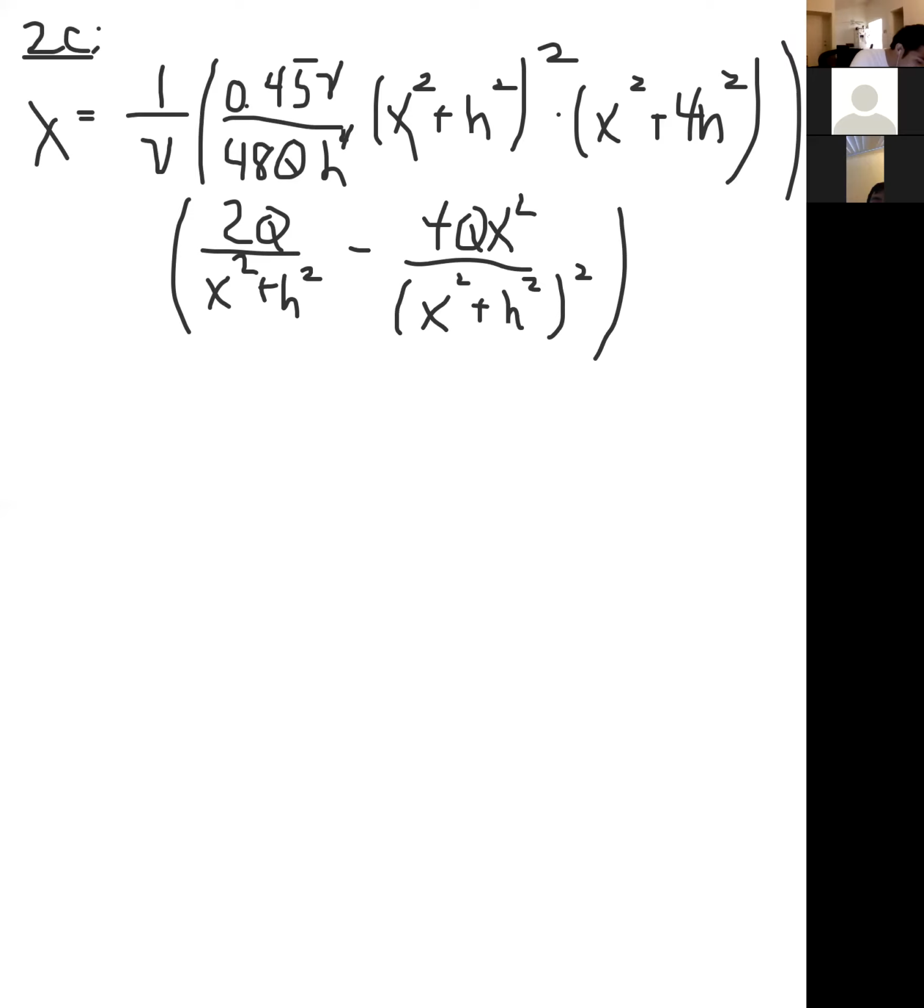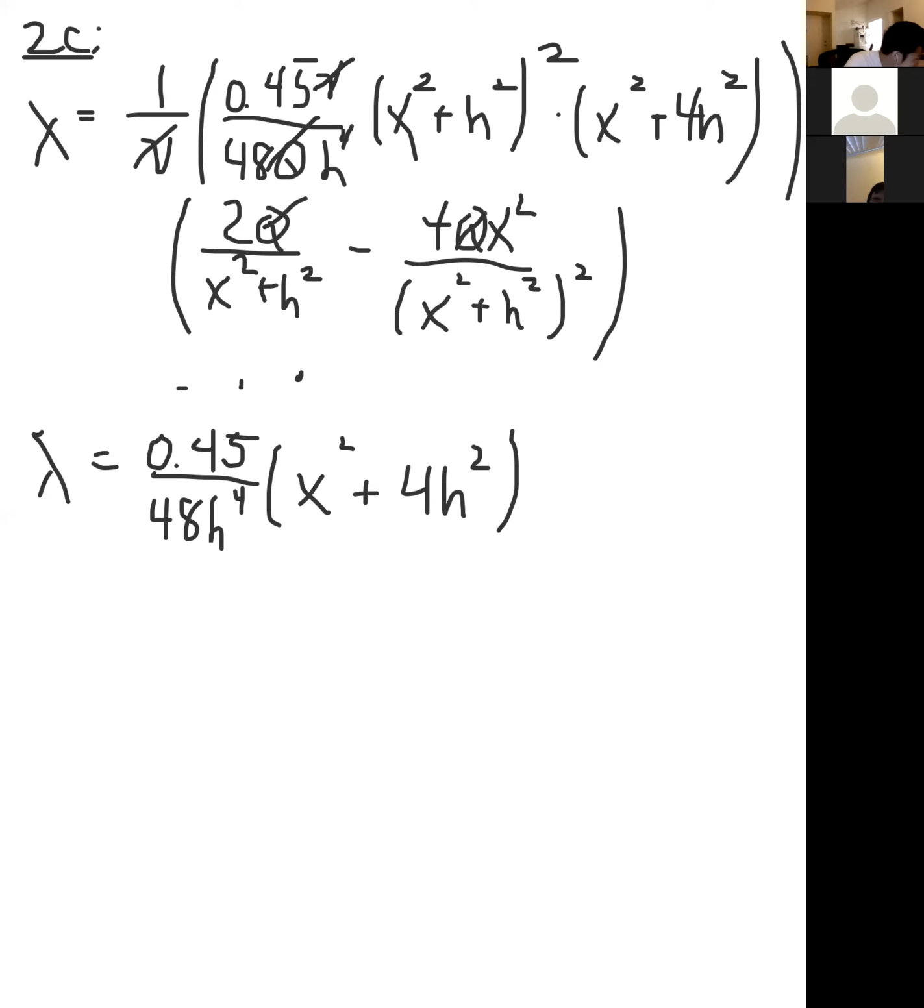Then a bunch of terms are going to cancel out. That cancels out with that, that cancels out with that. And after you perform some more steps, you get lambda equal to 0.45 all over 48 h to the fourth times x squared plus 4h squared times 2h squared minus 2x squared. Do you guys get this for 2c?